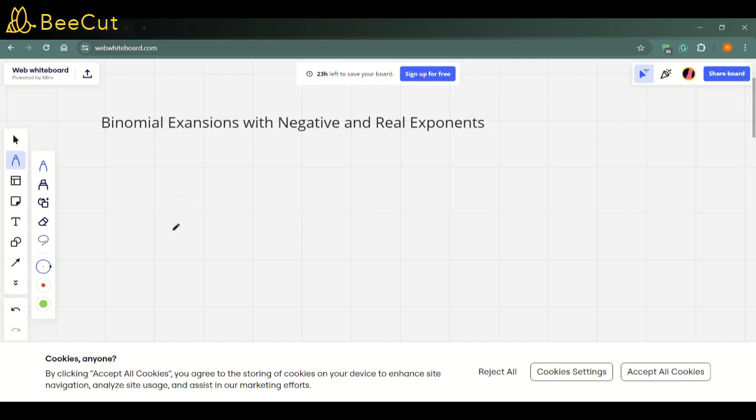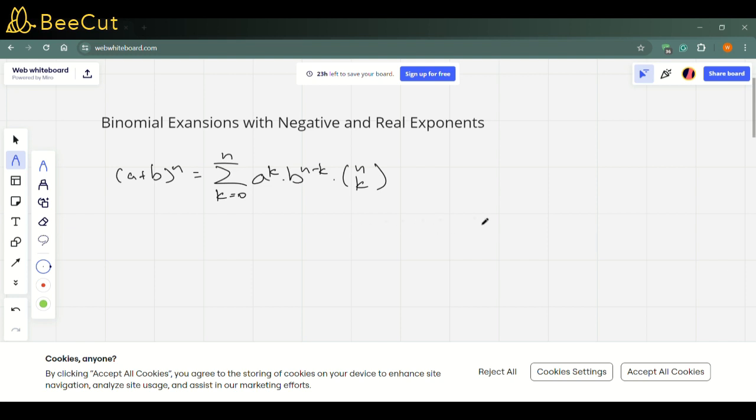So today we're going to go over binomial expansions with negative and real exponents. I assume everyone's familiar with the original binomial expansion formula, which states that (a + b)^n is equal to the sum from k equals 0 to n of a^k times b^(n-k) times n choose k.